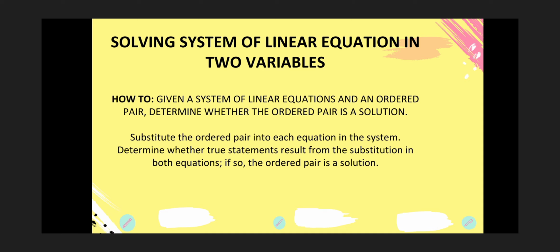Solving system of linear equations in two variables. So, given a system of linear equations and an ordered pair, determine whether the ordered pair is a solution. So, yan. Substitute the ordered pair into each equation in the system. Determine whether true statements result from substitution in both equations. So, if so, the ordered pair is a solution. So, dun tayo sa checking na yan.